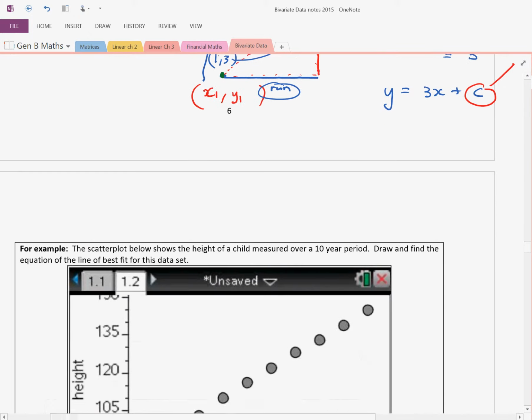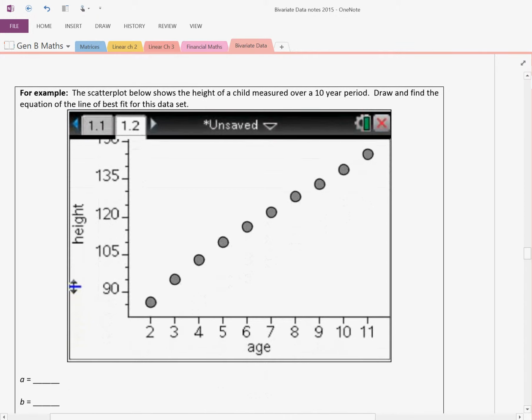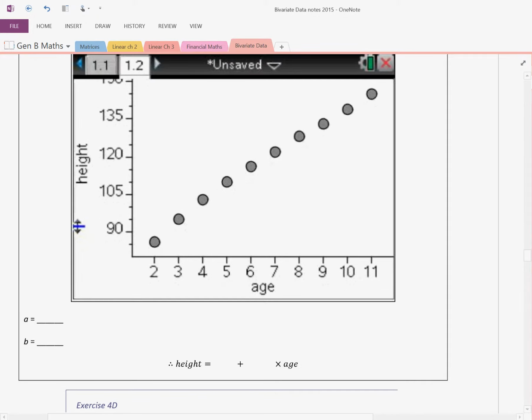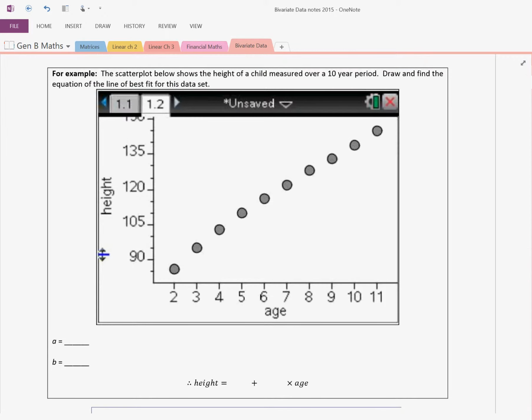All right, so if we have a look at something like this, the scatter plot below shows the height of a child over a 10-year period. Draw and find the equation of the line of best fit. Now, let's have a look. First of all, I'm going to get my ruler. This is probably not the greatest example, but let's just say I want just as many points above and below the line. So I'm going to sort of draw a line which sort of looks like this.